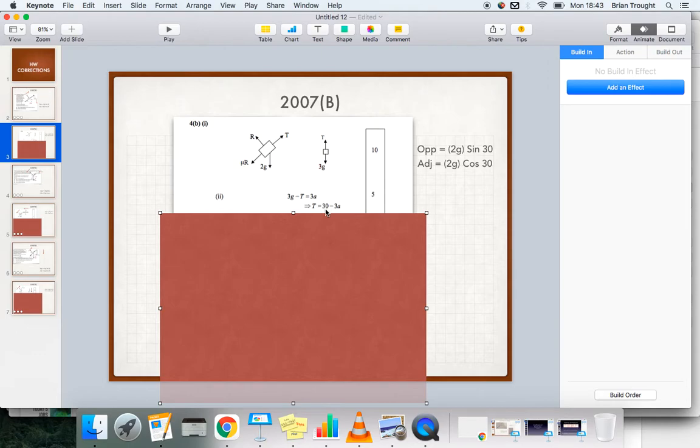Now the 30 technically isn't right. This is an ordinary level question and they take g as 10. You should be putting in 9.8 there.